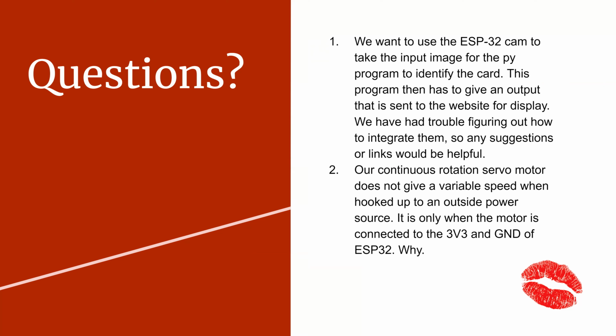The other part that we're having an issue with is that our continuous rotation servo motor won't give us a variable speed or variable direction when we hook it up to an outside power source, regardless of whether or not it matches one from the ESP32 itself. Why? I don't understand why this is happening. But we also need a higher power source as opposed to the 3.3 volts or even the 5 volts if we want a stronger motor. So having the suggested 7.3 volts for a continuous servo motor would be helpful if we could figure out how to still control speed and direction.